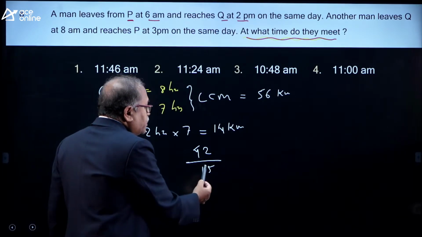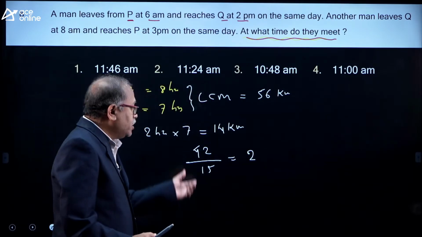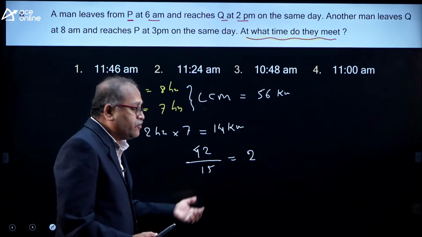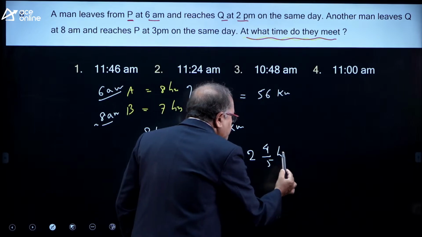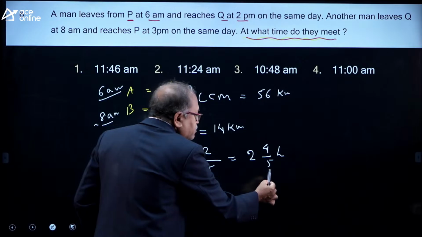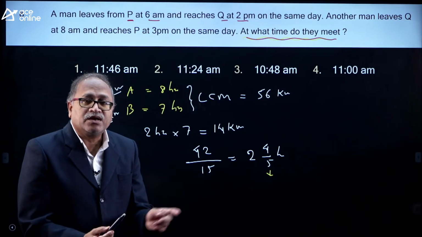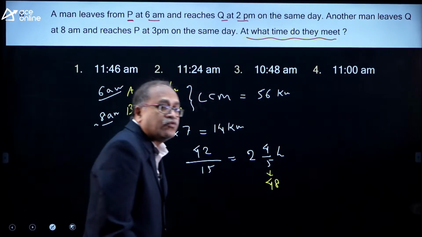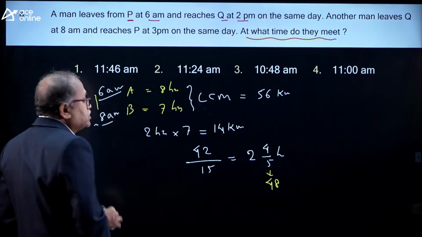That is 42 by 15, and 15 2s are 30, and I am left with 12 by 15, and 12 by 15 is 4 by 5, so 2 4 by 5 hours. Can I change this 4 by 5 hours into minutes? So, 4 by 5 into 60, that comes to 48. So, that is 2 hours 48 minutes, and initially we had another 2 hours here.